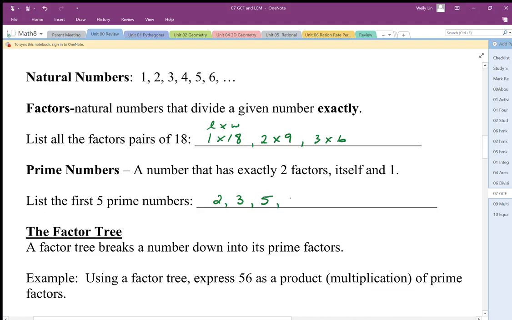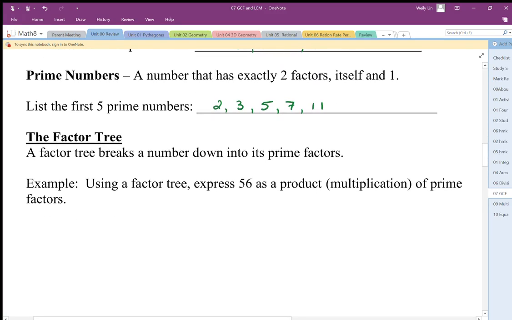Next one would be 5, 7. 8 is not a prime number because we can break it up into 2 times 4. 9 can be broken up into 3 times 3. 10 into 2 times 5. So the next prime number is going to be 11. So those are the first 5 prime numbers.